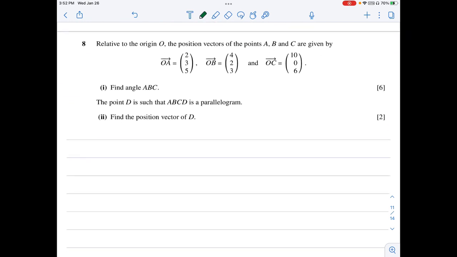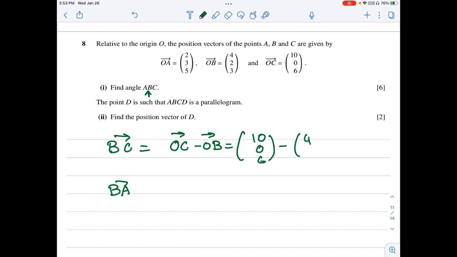Relative to the origin, the position vectors of A, B, C are given as OA, OB, OC. Find the angle ABC. So B is the middle point. So I have to find BC and BA. How do I get BC? BC is OC minus OB, second vector minus first vector. 10, 0, 6 minus 4, 2, 3. So which is going to be 6, negative 2, 3.